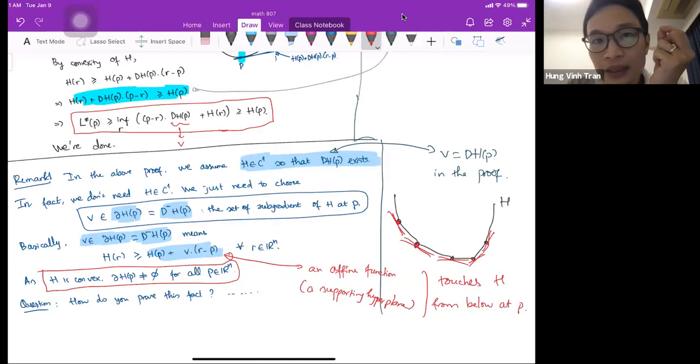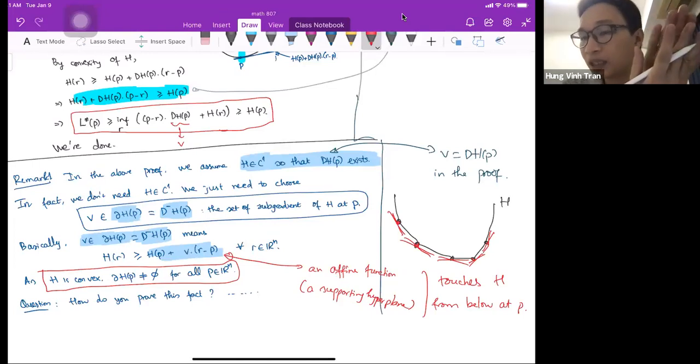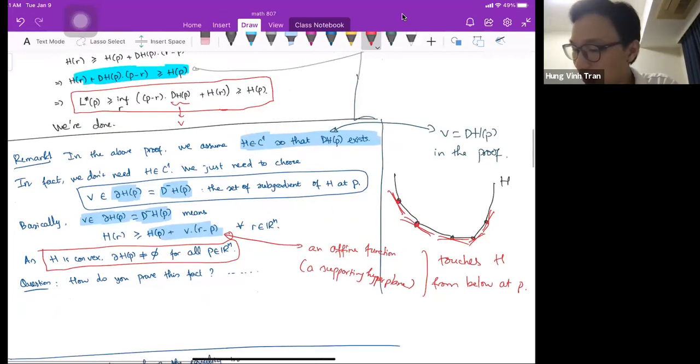In fact, you can prove that this set is convex. That the set is convex is easy, because if there are two affine functions below, then any convex combination of those is going to be below. That's clear. So convexity of the subgradient set is easy. So I would say that del H at P is a convex set. So this is easy to see.